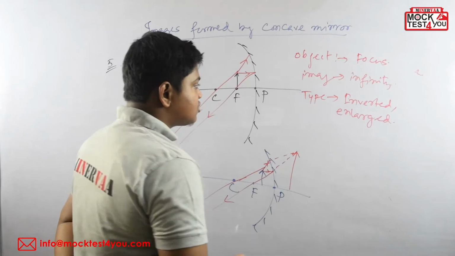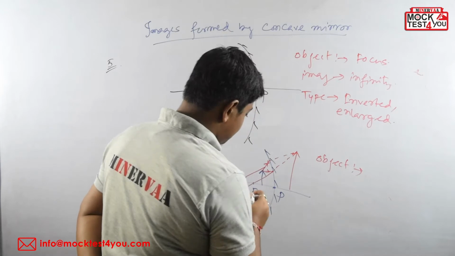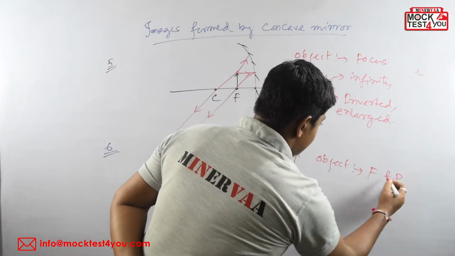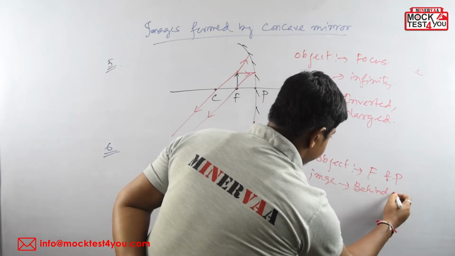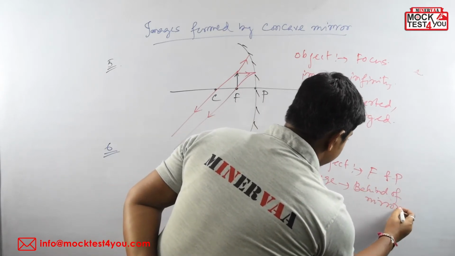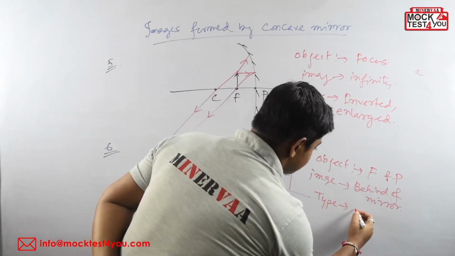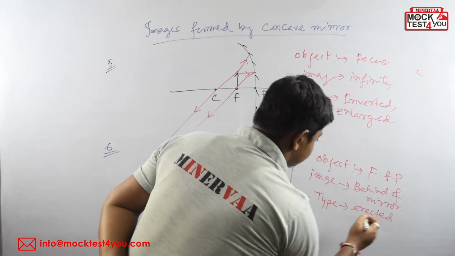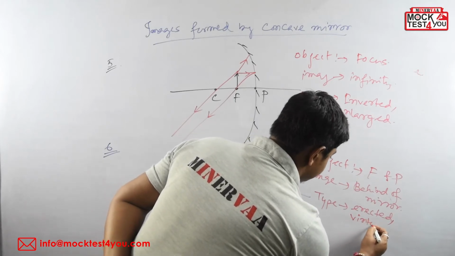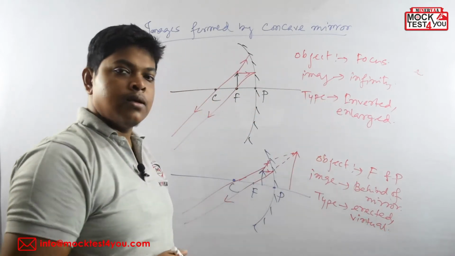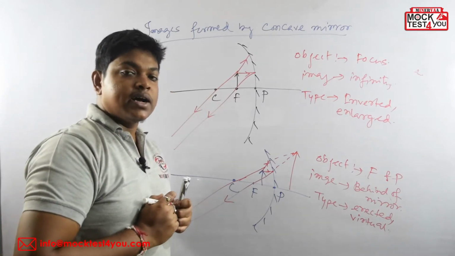So in that case also we are writing down the data that the object is placed between focus and pole. You are just getting the image where? Behind the mirror. Behind the mirror you are getting the image, and the type of image is erect, right? It is not inverted, it is erect, and in that case it is virtual in nature, right? So in this way we can complete all of the ray diagrams with respect to the concave mirror.